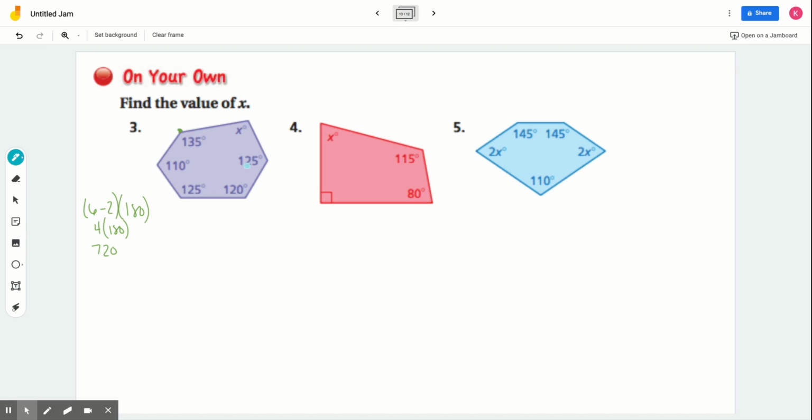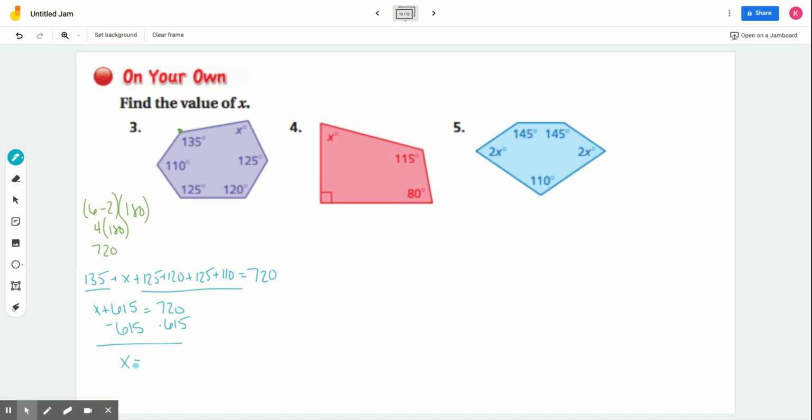We can then use this to write an equation. So I'm going to start in the same spot. 135 plus x plus 125 plus 120 plus 125 plus 110 is equal to 720. You're now going to simplify by combining like terms. When we do that, we get x plus 615 equals 720, and we can solve for x by using our inverse operations.